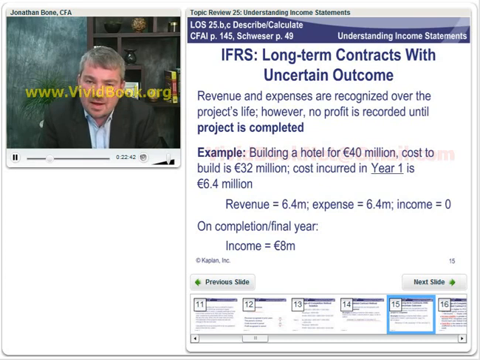So note, therefore, that sales and costs are going to be very different compared to US GAAP, but ultimately, the profit, i.e. the bottom line impact on earnings, is exactly the same.